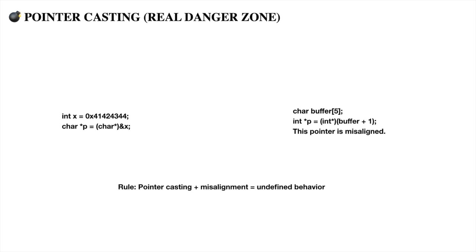On the right side, I'm showing an example with a character buffer of 5, and then I am converting it into an integer pointer. But I did buffer plus one. This will misalign the memory, and p is pointing to misaligned memory. I already covered alignment and misalignment in the previous episode, so you can watch that for more understanding. Due to that, the program crashes on some CPUs. Remember: pointer casting plus misalignment gives undefined behavior.